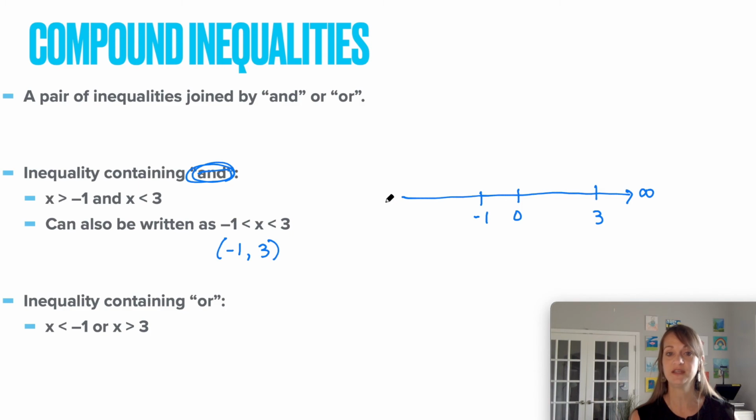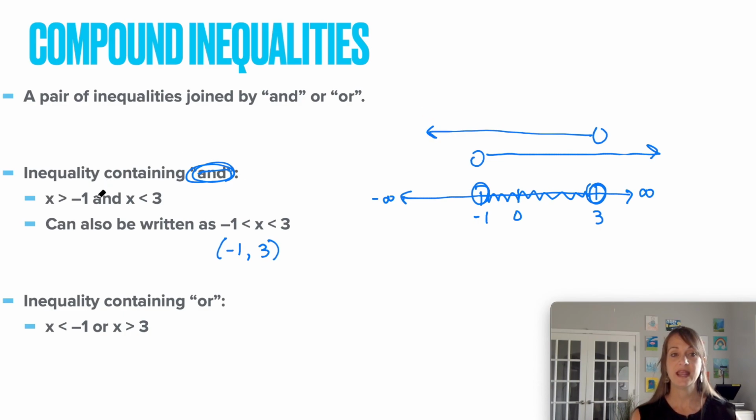You would have infinity, you would have negative infinity, and this is everything in between -1 and 3, because you want everything that is greater than -1, but you need everything that is also less than 3, and it has to happen at the same time. So the only time that is greater than -1 and also less than 3 is when it is contained in between there.